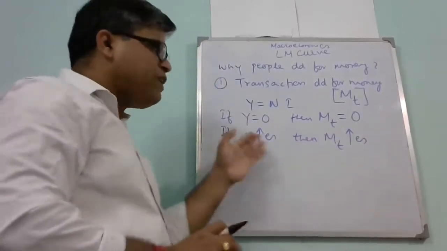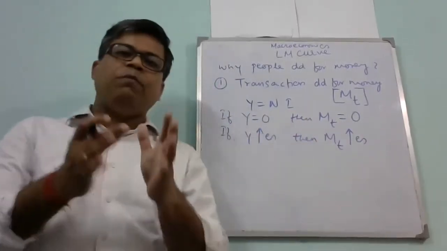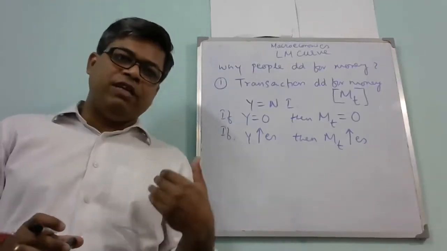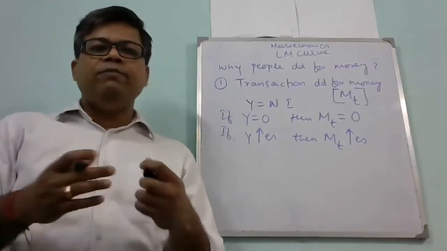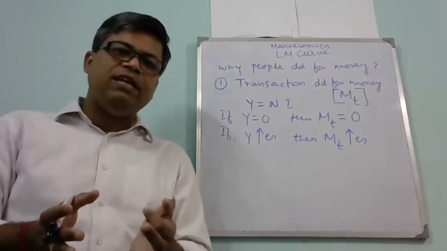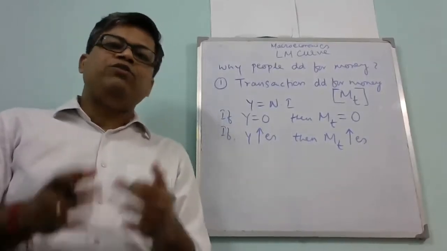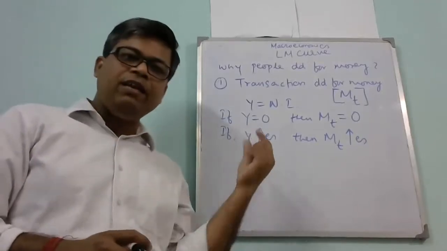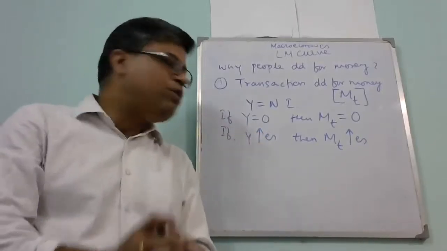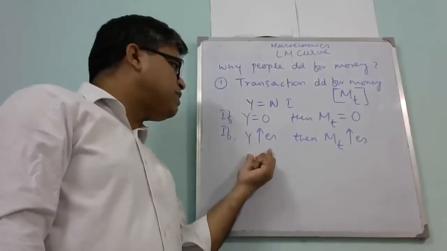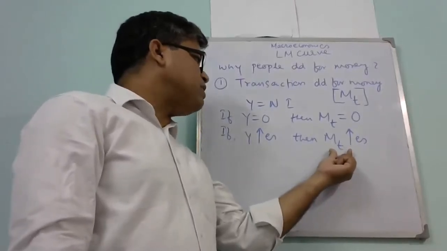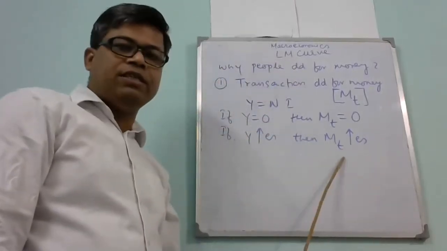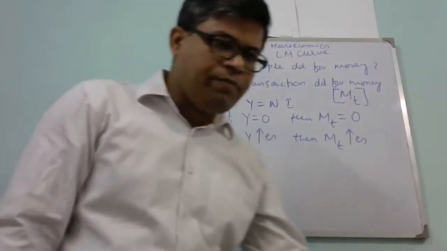It's a very simple thing. If you think from the micro point of view, if any person's income level is increasing, then it is a very general tendency that the demand for goods and services also increases. The same thing is happening here. If you look from the macro point of view, if the national income increases, then the transaction demand for money also increases.